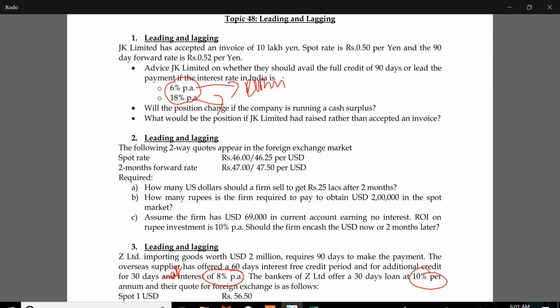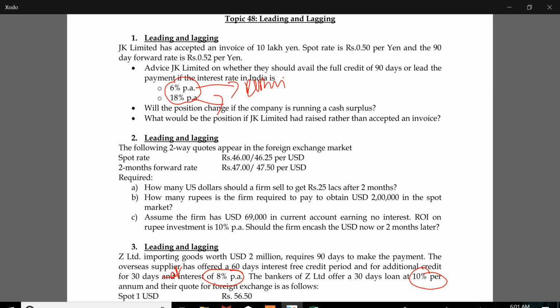Leading and lagging checks whether we should make/receive payment today or later. Full stop.